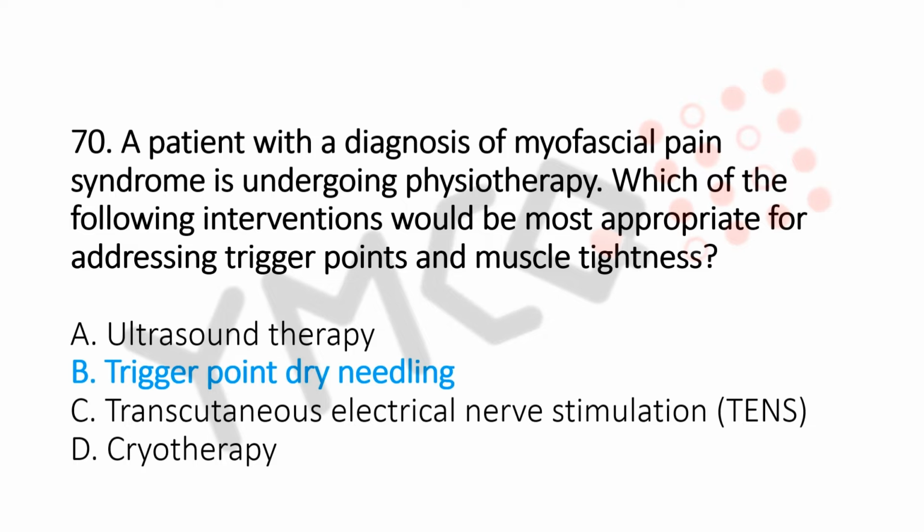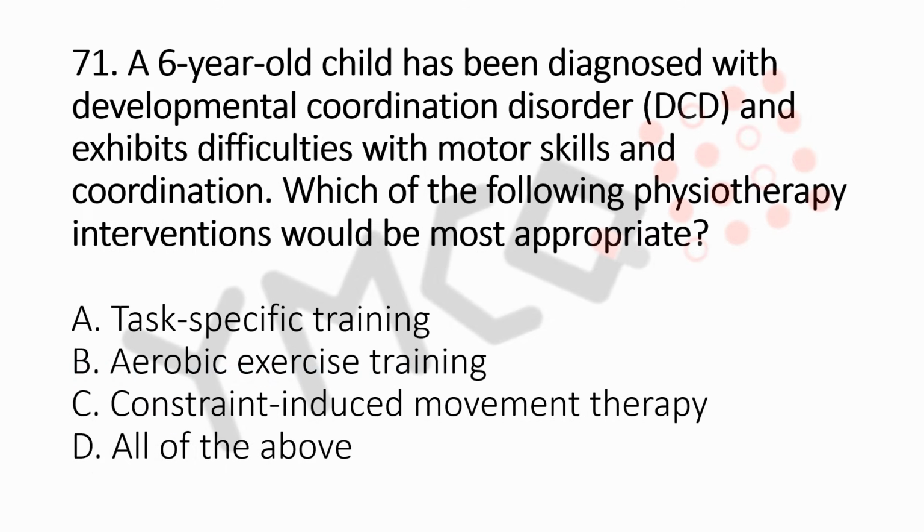Now let's move to question number 71. A 6-year-old child has been diagnosed with developmental coordination disorder and exhibits difficulty with motor skills and coordination. Which of the following physiotherapy interventions would be the most appropriate? Option A. Task-specific training. Option B. Aerobic exercise training. Option C. Constraint-induced movement therapy. Option D. All of the above. And the answer is Option D. All of the above.